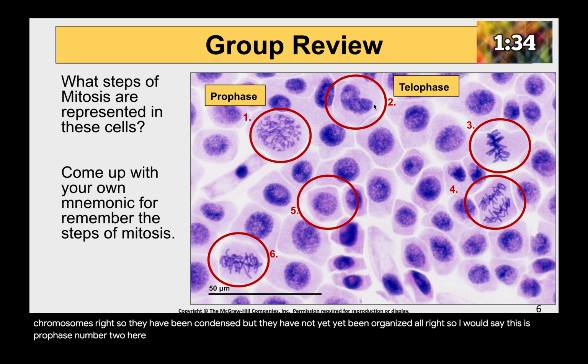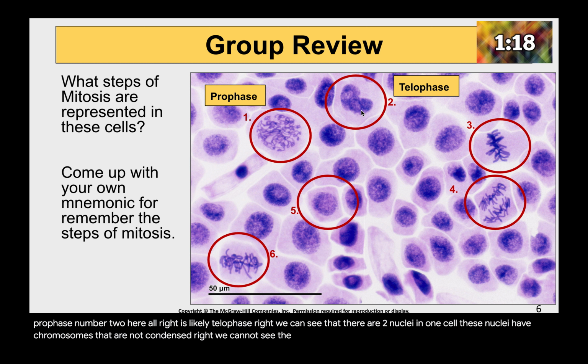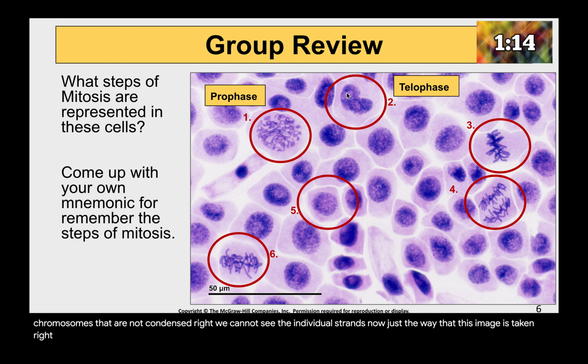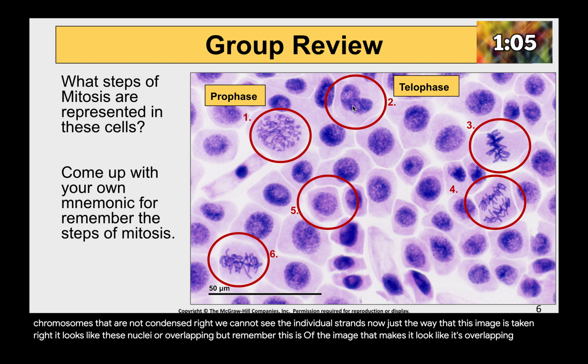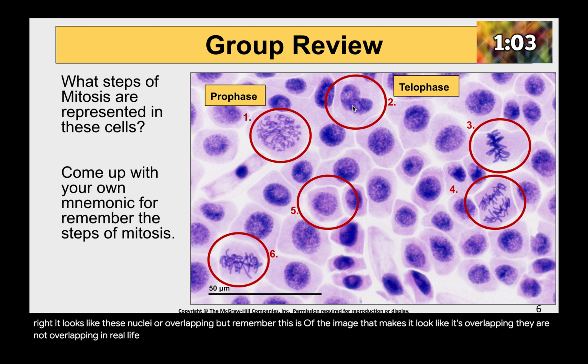Number 2 here is likely telophase. We can see that there are 2 nuclei in one cell. These nuclei have chromosomes that are not condensed. We cannot see the individual strands. Just the way that this image is taken, it looks like these nuclei are overlapping, but remember this is a 3-dimensional cell, so it's just the angle of the image that makes it look like it's overlapping. They are not overlapping in real life.